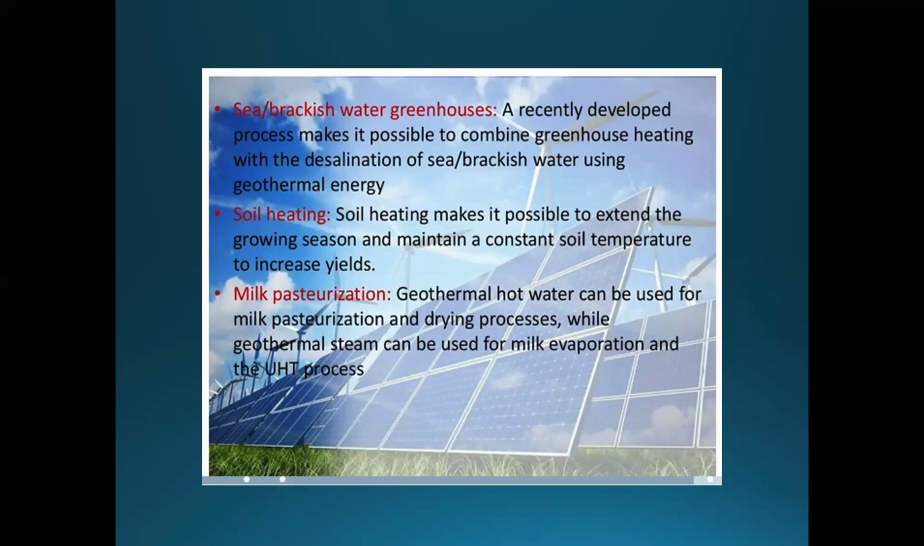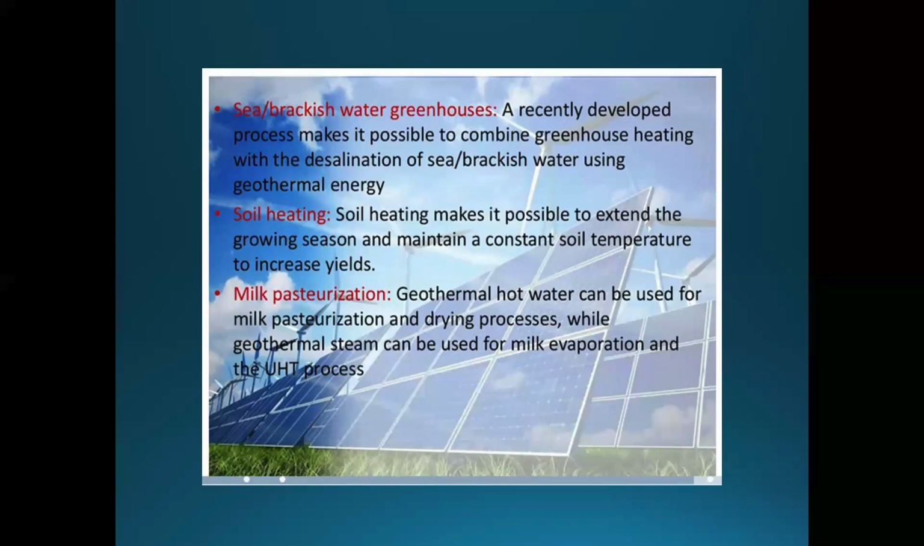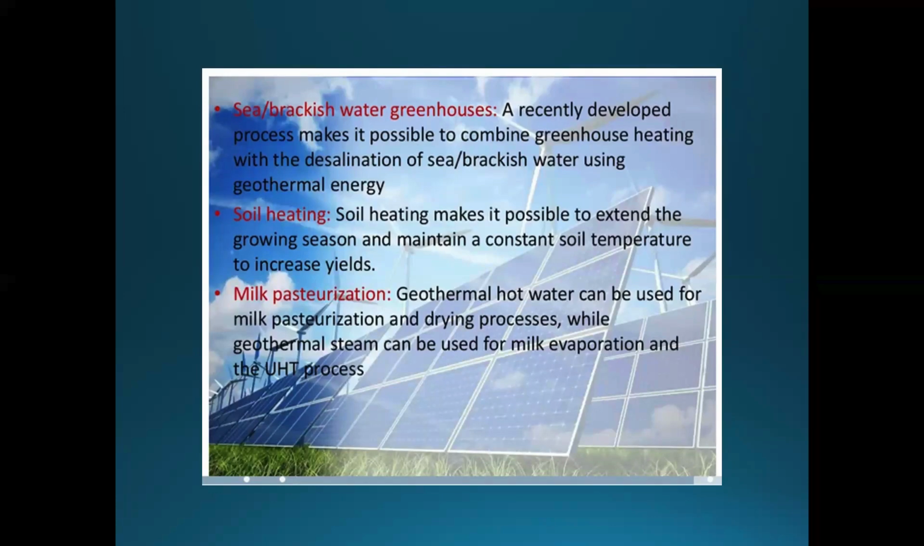So geothermal energy is nothing but heat energy. That heat is used for desalinization of seawater, that means removal of salt from the seawater. Then you can go with the heating of soil. We can go for pasteurization of the milk, so that means removal of harmful pathogens from the milk.